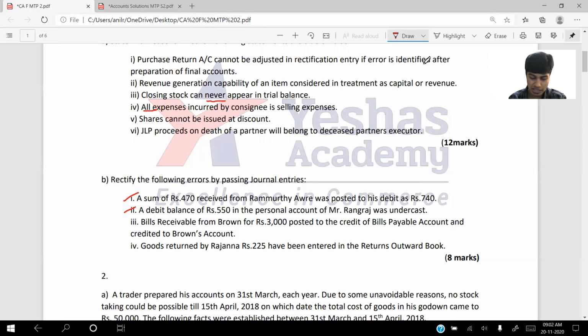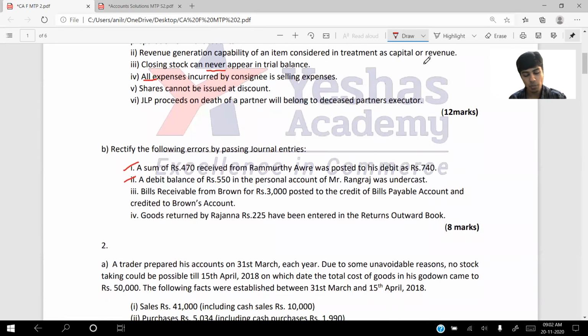Not very difficult ones. Easy ones. Bills receivable from Brown. Bills receivable is an asset, and we were supposed to debit it, rupees 3000. They posted it to the credit of bills payable. Listen: bills receivable should be debited. Have they debited? No. What will we do? Debit it now. Debit bills receivable account by 3000. Next, they have wrongly credited bills payable. A wrong credit is to be compensated by a debit now. So I would have to debit bills payable.